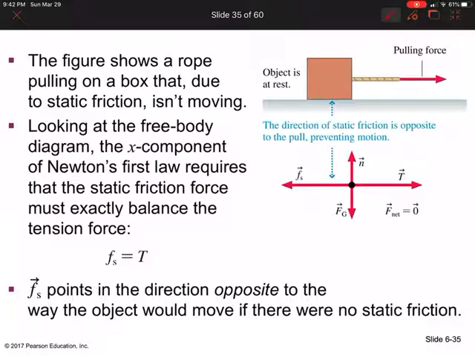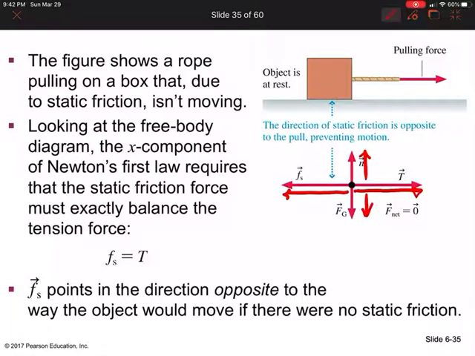So this figure is showing a rope that's pulling an object that's at rest. And due to the static friction, that box is at rest. It's not moving. So in that situation then, what sort of free body diagram are you looking at? So it says in the second bullet point here that if you look at this free body diagram over here, you've got this tensional force that's pulling it. You've got this frictional force. Does it look the same size? It does. And of course, the normal force and the gravitational force are the same.